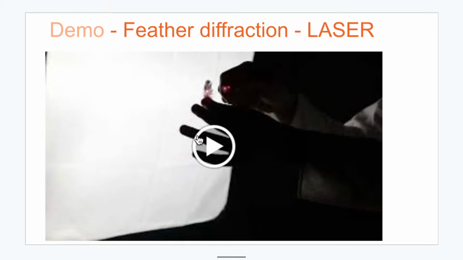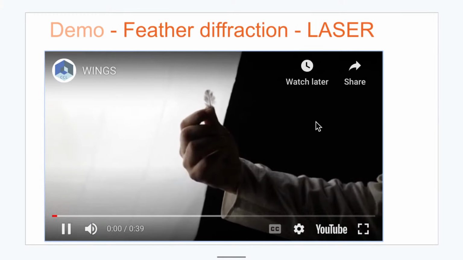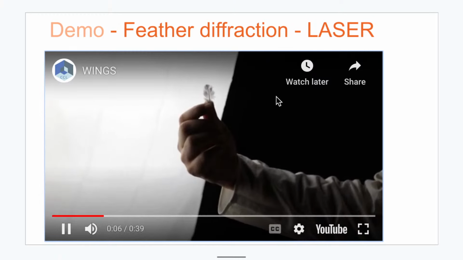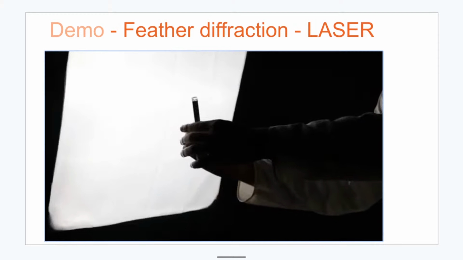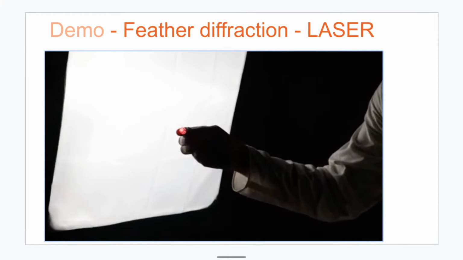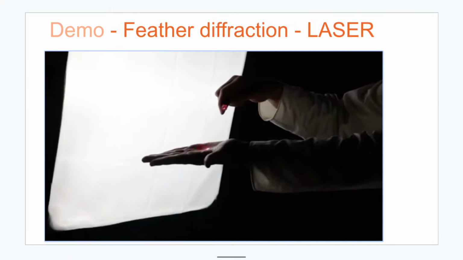So let me show you what happens when you have a monochromatic light, meaning the same single color. So you need a feather and just a source of light. That is it. Nothing else is required. So you have a feather. This is how our feather looks. And then this is our laser beam. This is not laser, I mean, initially we switched on the normal light. This is the laser, yeah. So this is the laser beam.